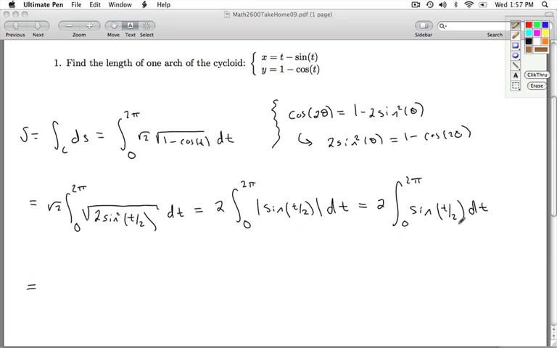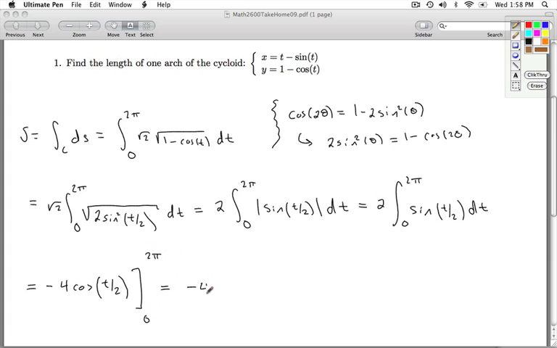So the integral of sine t over 2 is going to be roughly negative cosine t over 2. I'm off by a factor of 2. So this antiderivative works out to be negative 4 cosine t over 2, evaluated from 0 to 2 pi.